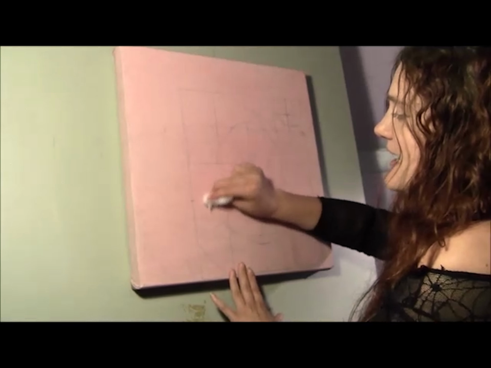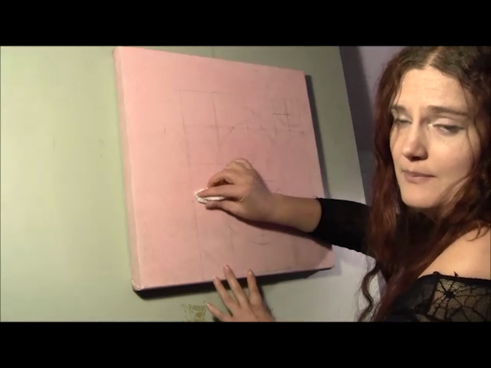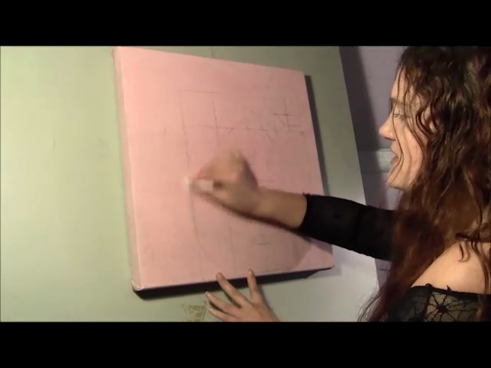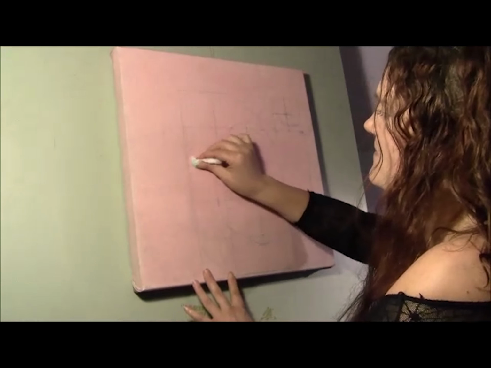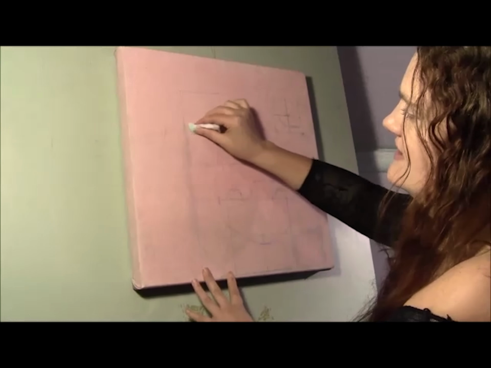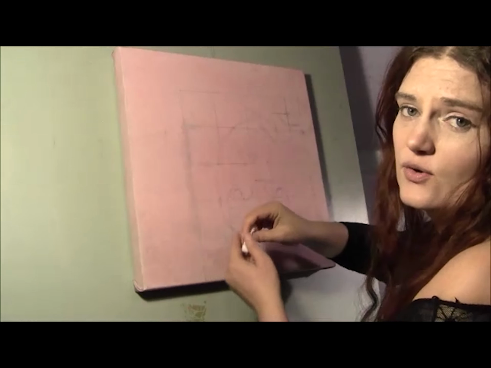I'm just going to take a damp cloth or a wet wipe and just wipe off the grid now, at least just to some degree, so that we don't have lines underneath our painting. We don't have to get it all off.